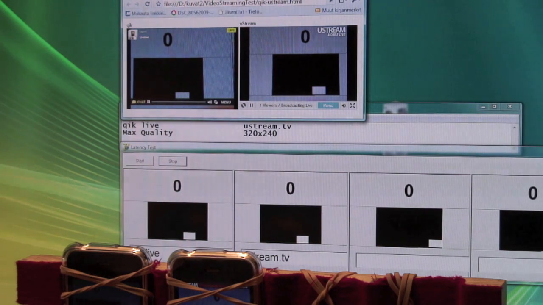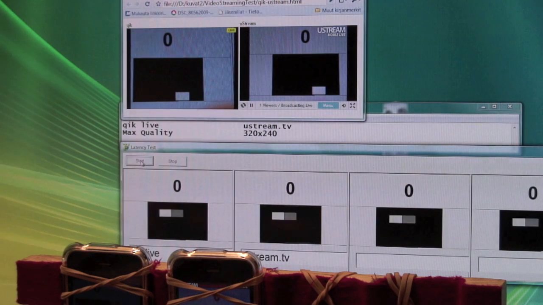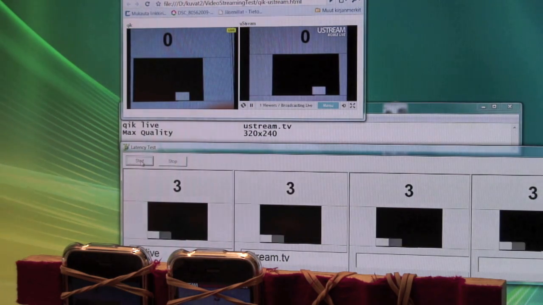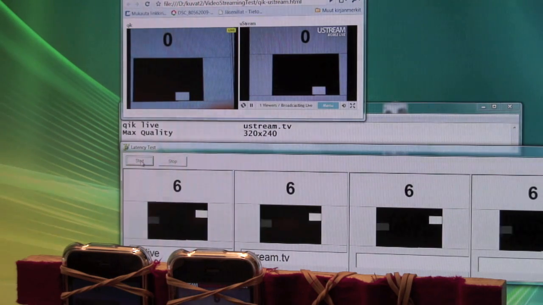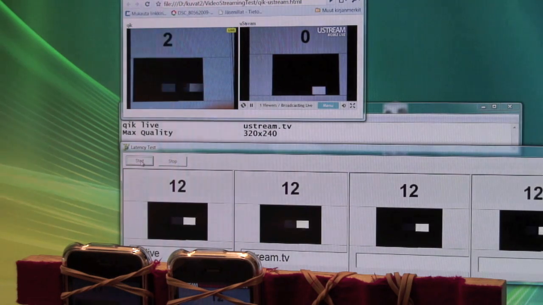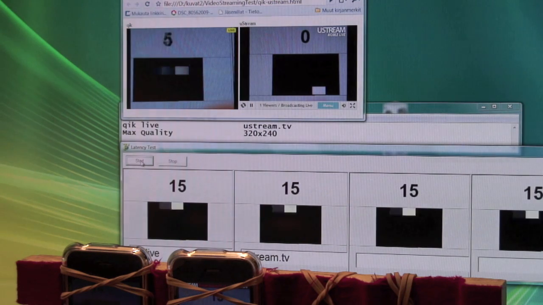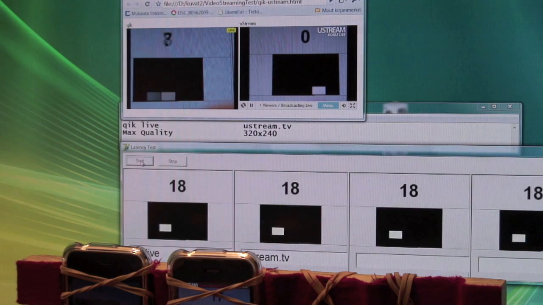Okay, we are live. Today in our test we have Quick on the left side and USTREAM.TV on the right side. And we are using two iPhone 3GSs again with similar 3G connections. And let's start the latency test. Take several seconds then to catch up. Quick start it first and let's wait for the USTREAM.